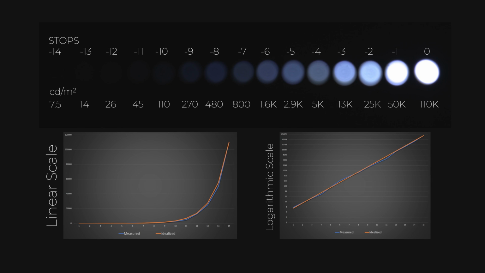If I compare my readings from the light meter to what the hypothetical readings ought to be, starting with 110,000 candelas per meter squared and dividing by 2 all the way down, I found that my demo device gives surprisingly accurate results for a homebrew system. It's not perfect, but it follows the hypothetical curve pretty closely.